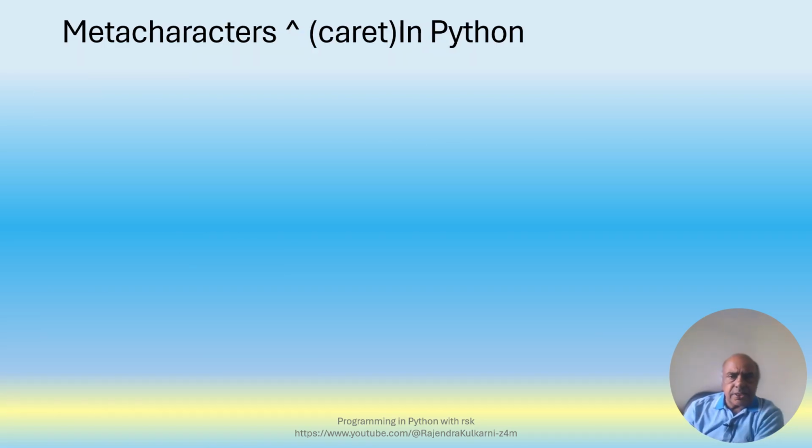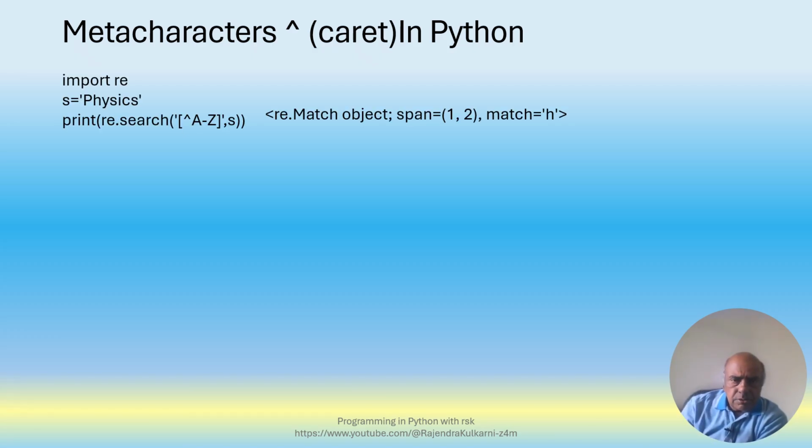Then there is a meta character called caret in Python. We will try to find out how to use this character in our program through this example. S is equal to physics. Then we write a statement print re.search, with square brackets a hyphen z preceded by the caret character.